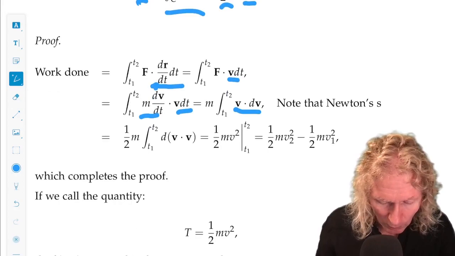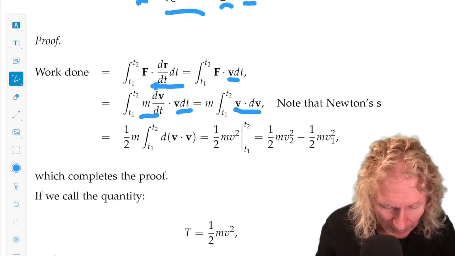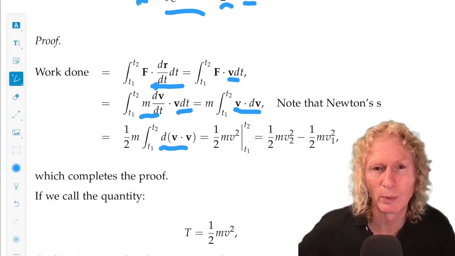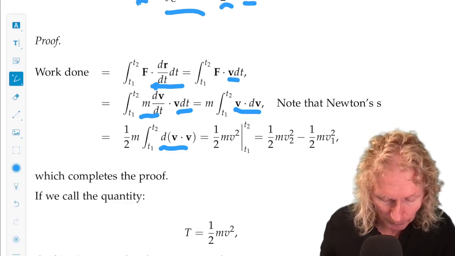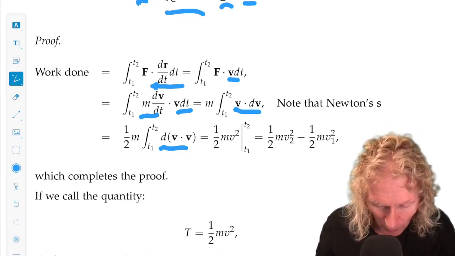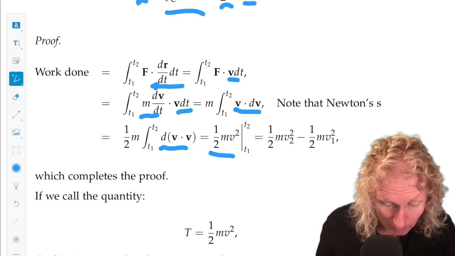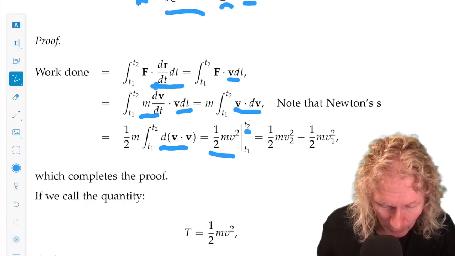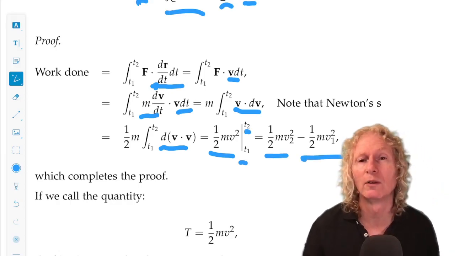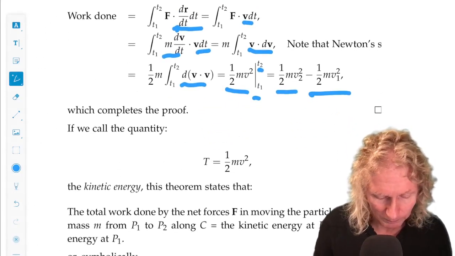But we can write that integral of v dot dv as 1/2 d of (v dot v). Just compute it, because we have the product rule for dot products. Well, that's a total derivative. So that's just 1/2 m v squared evaluated at t2, the upper endpoint, minus t1, the lower. So that's 1/2 m v2 squared minus 1/2 m v1 squared. And we're done. Very important to understand all the steps of this.